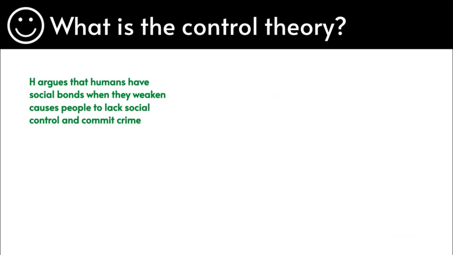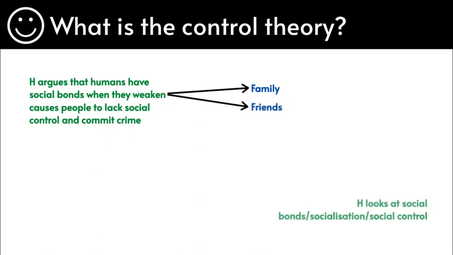Hirschi also argues humans have social bonds, and when these social bonds weaken, it causes people to lack social control and commit crime. For example, social bonds would be family and friends. Hirschi looks at social bonds which we gain through socialization and social control, as we looked at in my previous slide. So, why do people have weak social bonds is a question to actually ask.